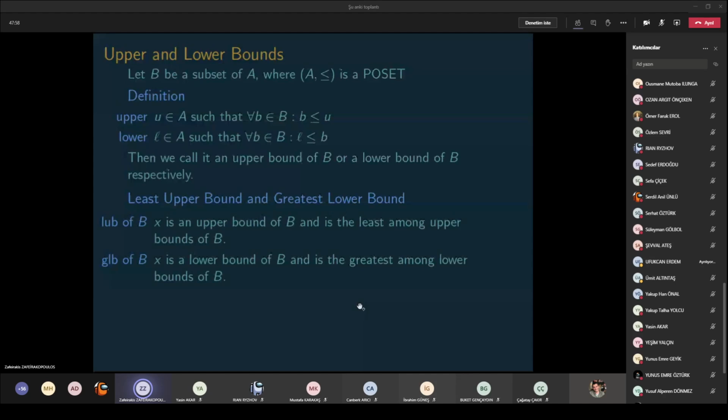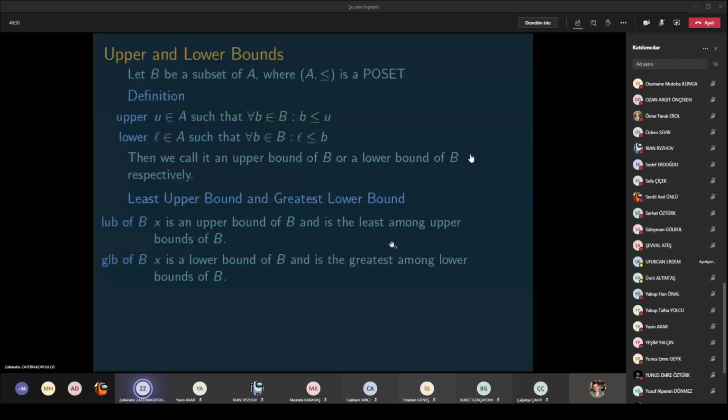The least upper bound of B is an upper bound of B that is the least among all the upper bounds. We may have many upper bounds for a set B. The smallest of them, the least among all the upper bounds, is called the least upper bound. Now, if we take all the lower bounds and take the greatest among them, then it's the greatest lower bound.